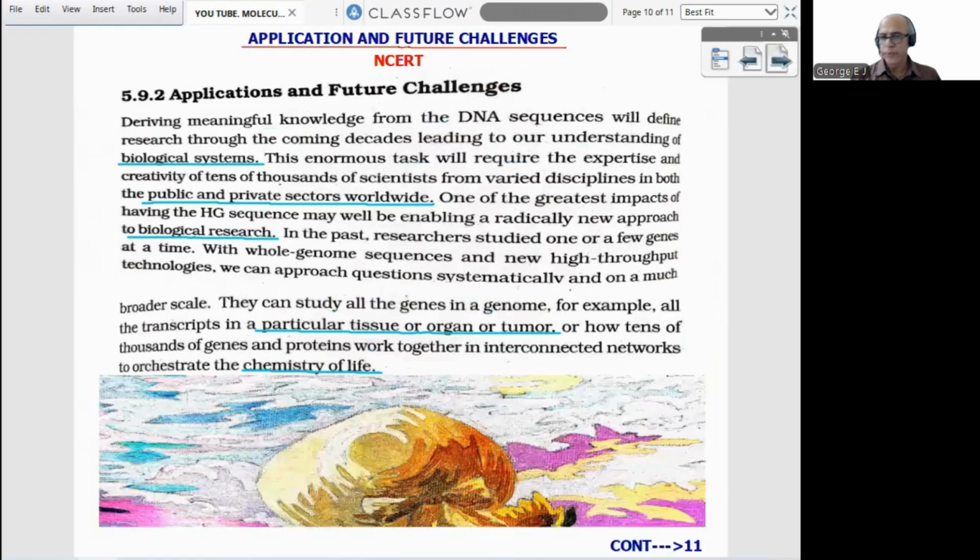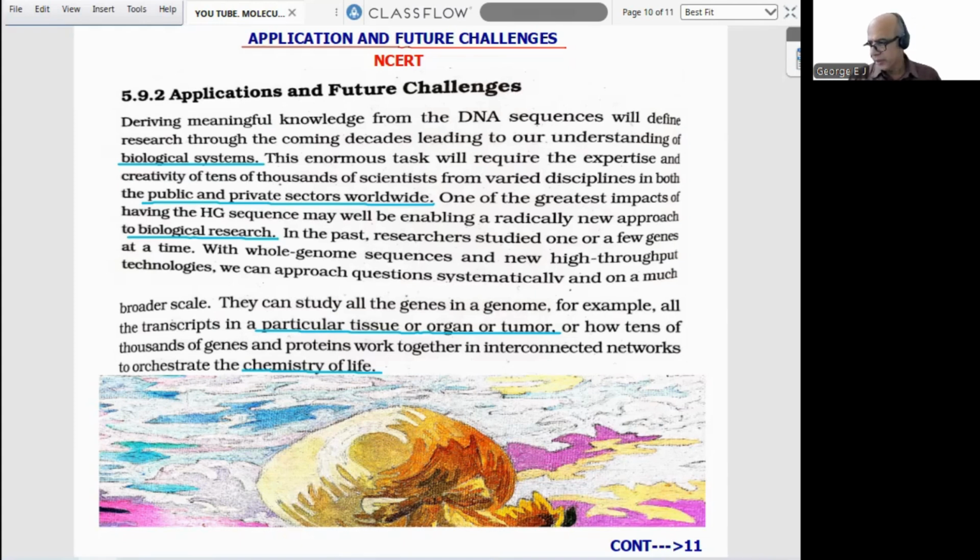Application for future challenges. This Human Genome Project can help in understanding biological systems. Similarly, different disciplines in both public and private sectors worldwide can utilize the Human Genome Project. Biological research, a big area. Then tissue or organ or tumor connected with the entire human. All this can be worked on by this Human Genome Project. And finally, chemistry of life connected with humans.